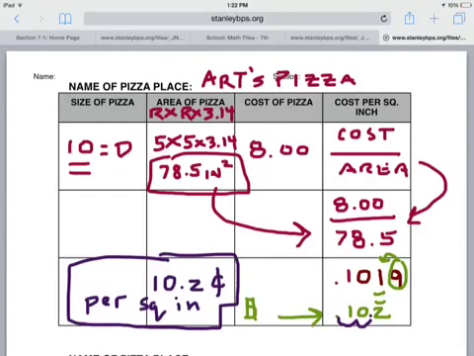Hopefully that helps you out getting through this last section for each of your tables, the cost per square inch or the price per square inch.